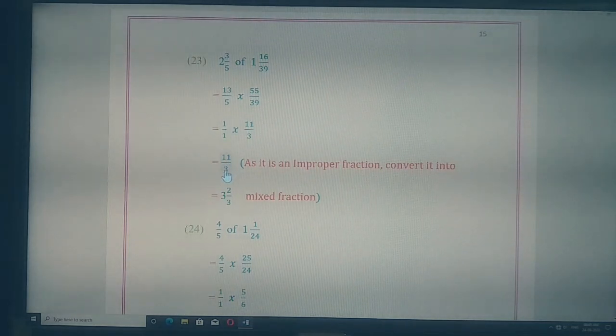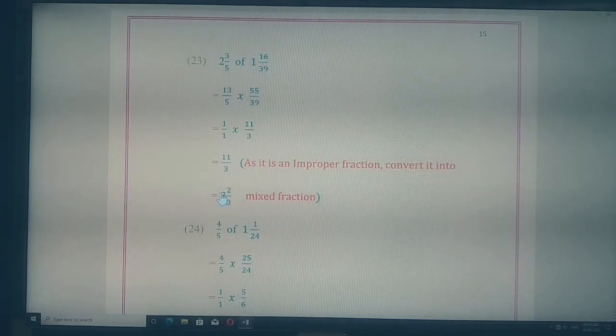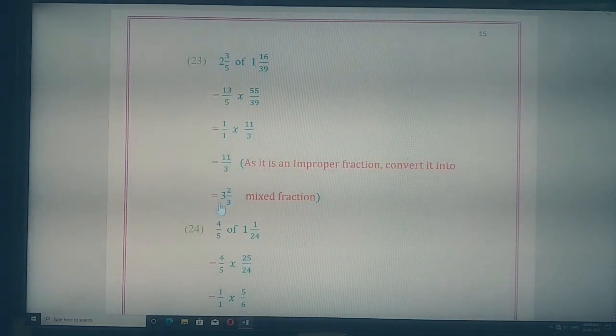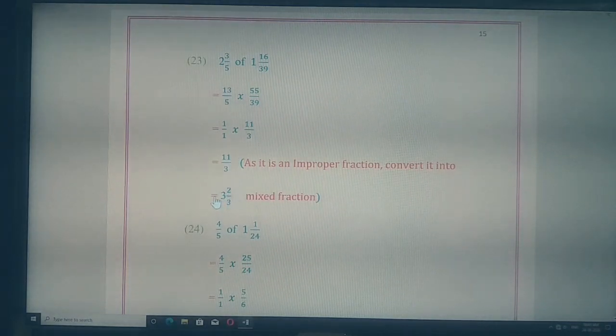So I have to take 3 3s are 9. And after 9 if we count, after 9 we have to count 10 and 11. So after 9, if we count two numbers, we get the answer 11. 3 3s are 9 plus 2, 11. So our answer will be 3 integer 2 upon 3, which is a mixed fraction.